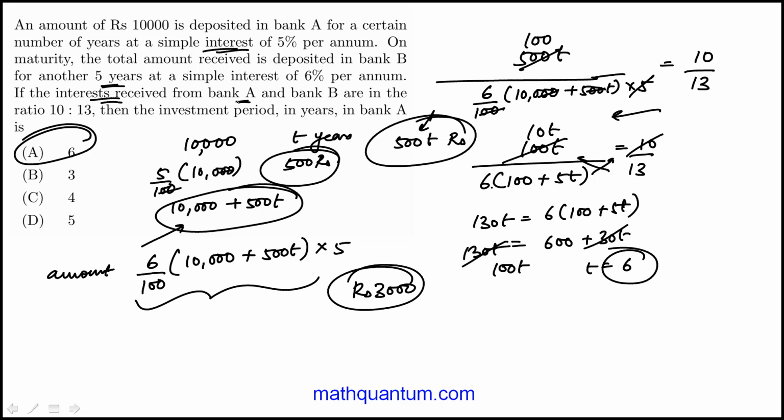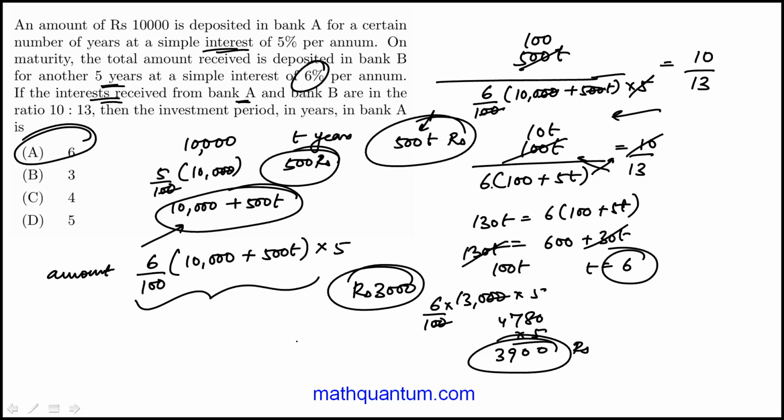And then the balance at the end of that period at Bank A would be then 13,000 rupees. And then you're earning 6% on that. So 6% for 5 years. So that would be 780 times 5. So 3,900 rupees would be earned at Bank B.